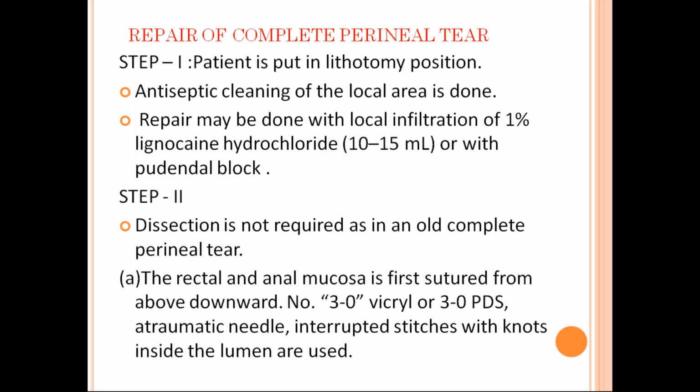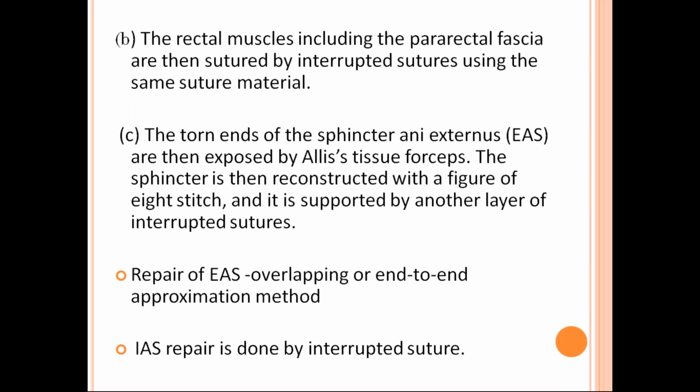So the stitch is given on this. The rectal side is over now. The mucosa is stitched from above downward till the anal orifice. What you use is an atraumatic needle, either 3-0 or 2-0, with Vicryl or PDS. You can use all these. So an atraumatic needle is used.